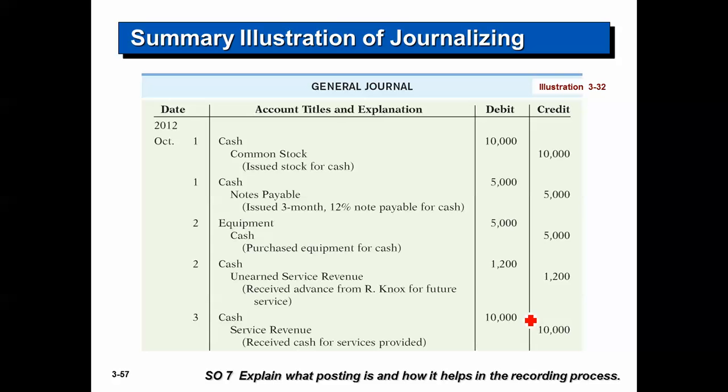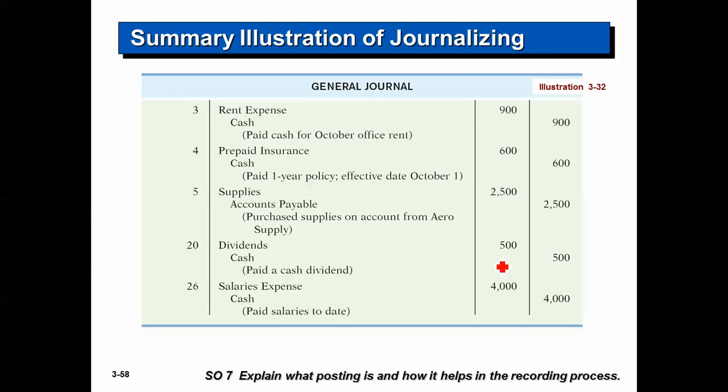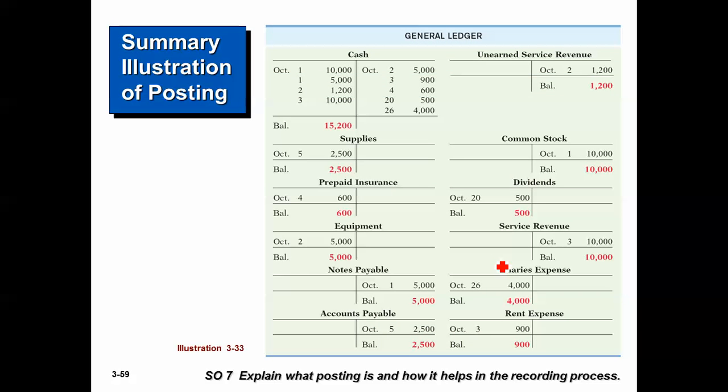Here's your journal with all those journal entries that we have just recorded and we have posted to the ledger. Now, here's what our ledger looks like. We add up the debits in cash and we subtract the credits, and we have a debit balance of $15,200. We have supplies, $2,500, prepaid insurance, $600, equipment, $5,000, notes payable. Notice we have left-hand accounts here, right-hand accounts here, right-hand accounts here, left-hand account.